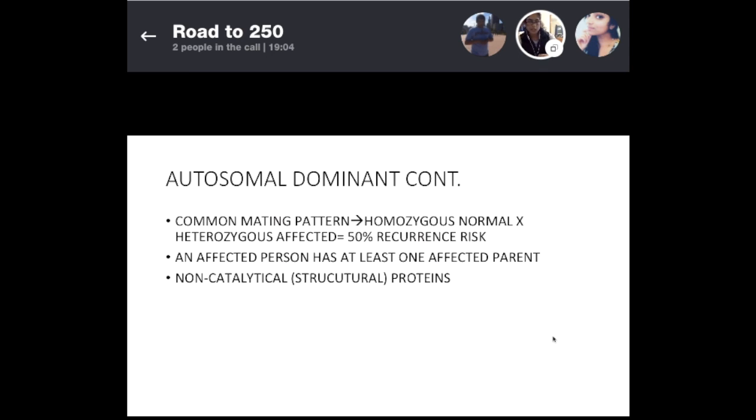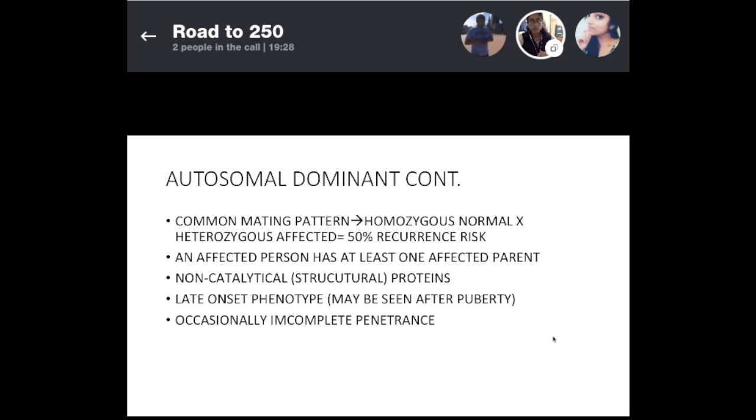Generally, these diseases are going to manifest as mutated non-catalytic structural proteins. So that is the typical association with autosomal dominant inheritance. Autosomal dominant inheritance also shows a trend of late onset phenotype, so maybe seen after puberty, versus autosomal recessive, in which the enzyme is affected, so it's more seen at birth. Occasionally associated with autosomal dominant is incomplete penetrance, and it is also often pleiotropic.